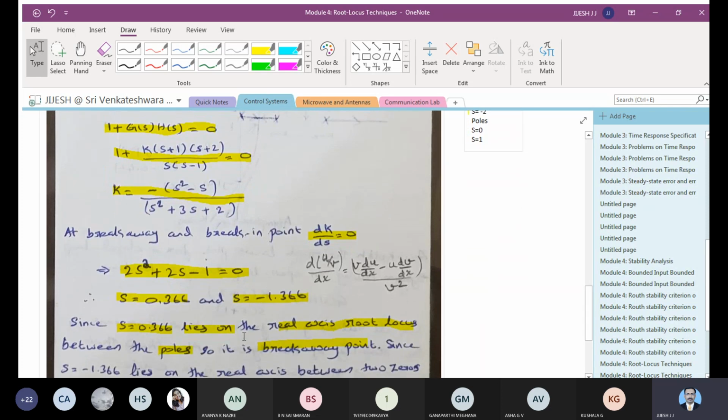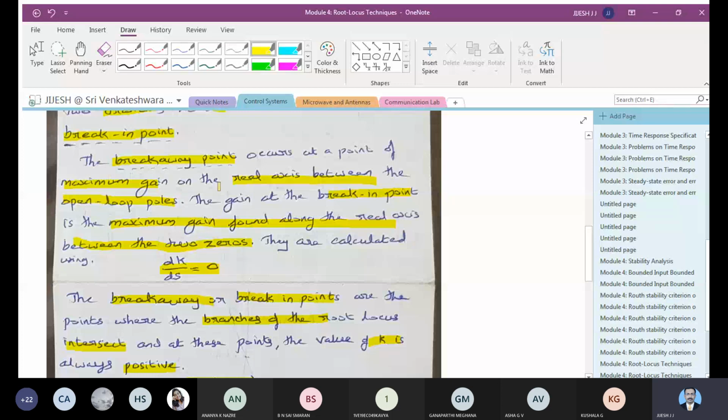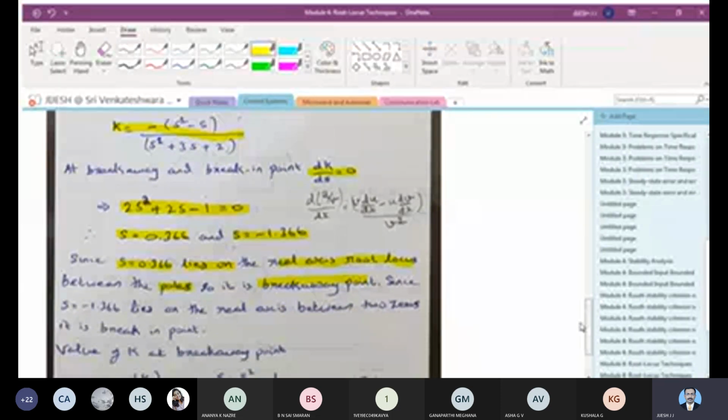you can see that now I will just show you that 0.366. You have the values s equal to 0 and 1. So 0.366 lies on the real axis root locus between the poles. So it is a breakaway point. We have already seen that the breakaway point occurs at the maximum gain on the real axis between the poles. That point lies between the poles, so it has to be a breakaway point.